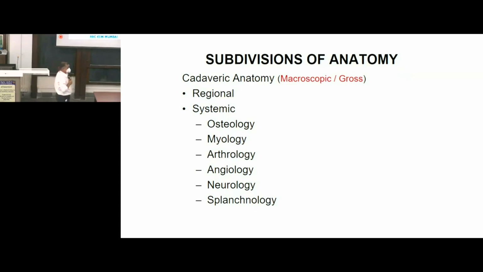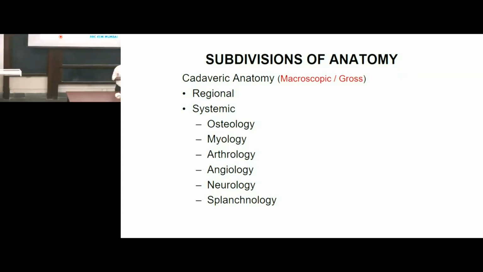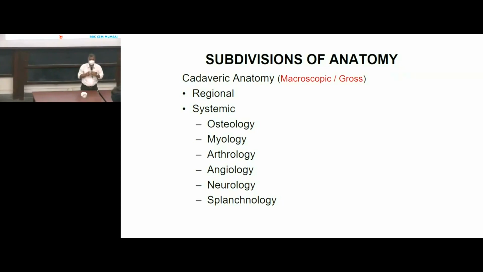So the word system now will require some definition. So what do you understand by a system? Any thoughts? What do you understand by a system? A number of organs working together, that is called a system, which performs a common function. Very good. So what does an organ mean now? The next question.